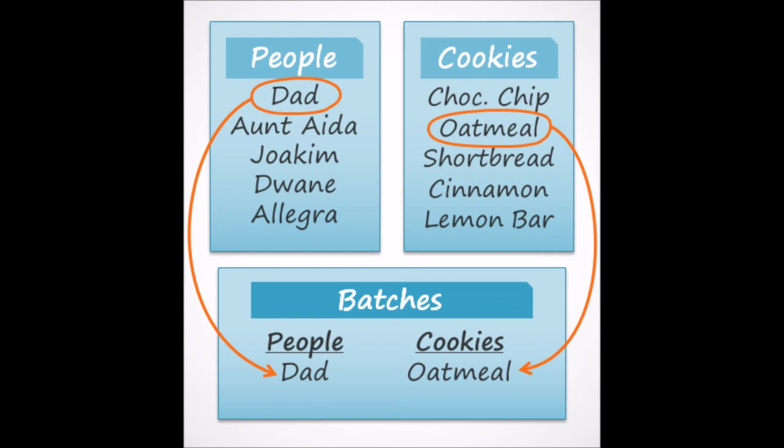See how the third list uses words that appeared in the first two lists. A database is capable of understanding that the dad and oatmeal cookies in the batches list are the same things as the dad and oatmeal in the first two lists. This relationship seems obvious, and a person would understand it right away. However, an Excel workbook wouldn't. Excel would treat all of these things as distinct and unrelated pieces of information.